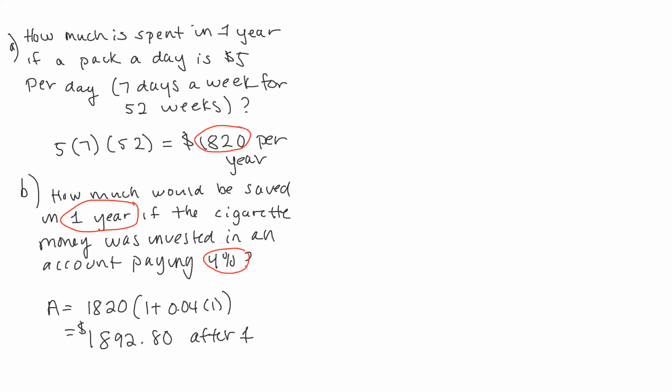So if instead of smoking for a year, you put that money aside and then you invested it, you could have $1,892.80 at the end of a year. Okay. So again, this is just simple interest, and we're learning how to plug. Basically, all we're doing is plugging values into a formula.